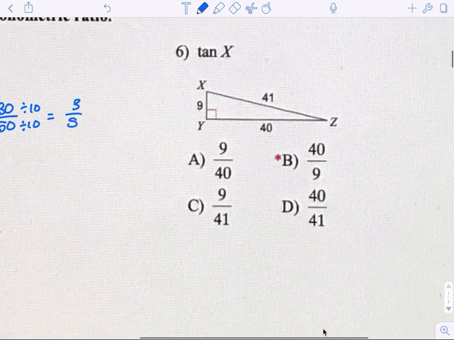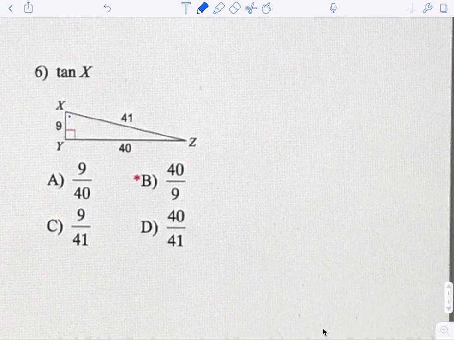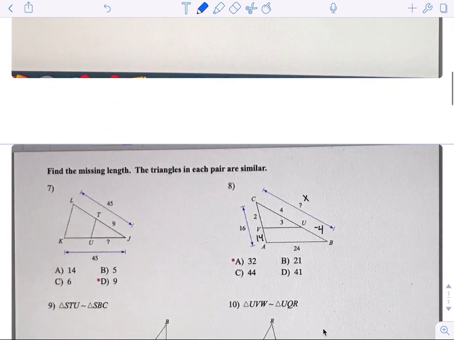Number 6, we're in the perspective of this angle right there, which is angle X, so we have to find tangent. Opposite over adjacent. So tan of X is going to equal 40 over 9, which is B. Okay, moving along.